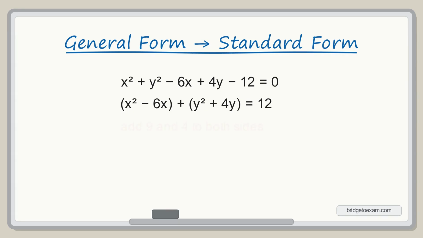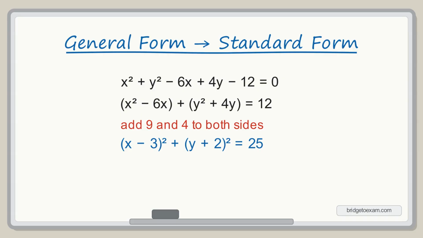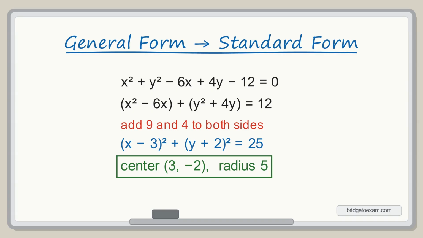Now complete each square. Half of 6 is 3, squared is 9. Half of 4 is 2, squared is 4. That factors into (x minus 3) squared plus (y plus 2) squared equals 25. Read it off. The center is (3, -2), and the radius is the square root of 25, which is 5.